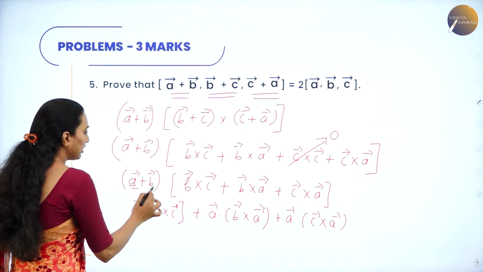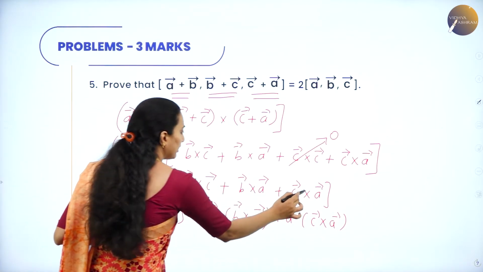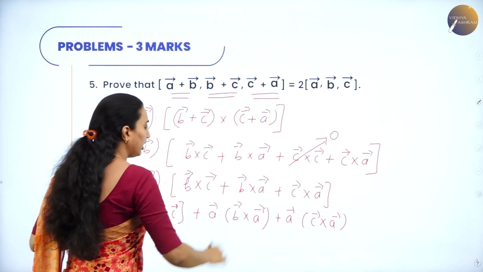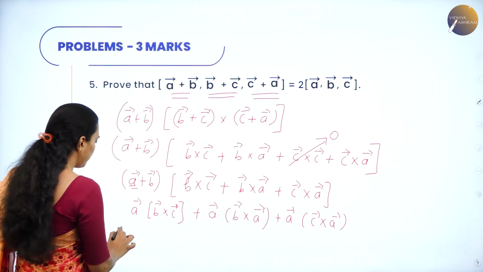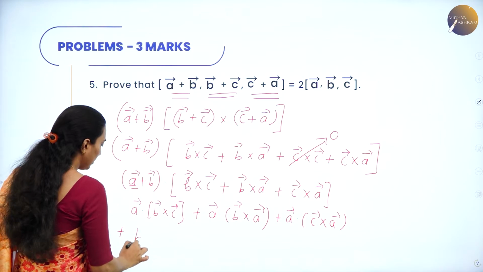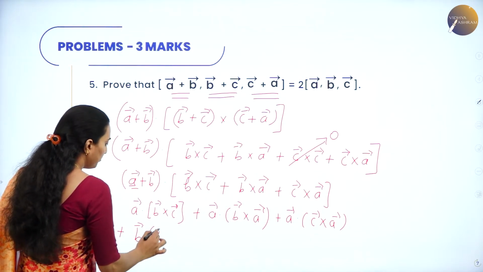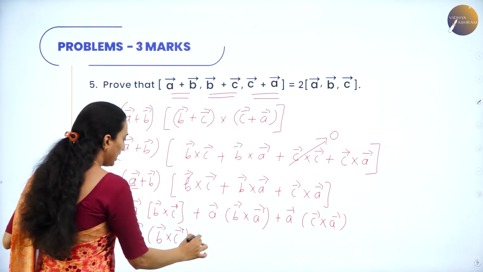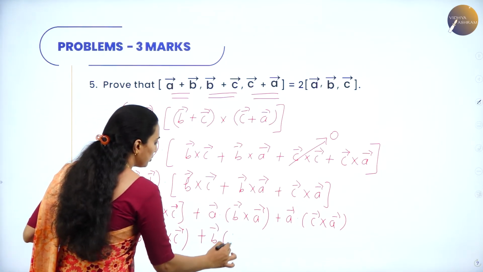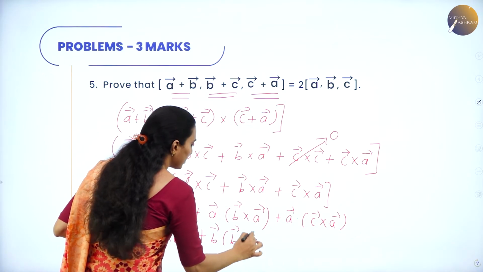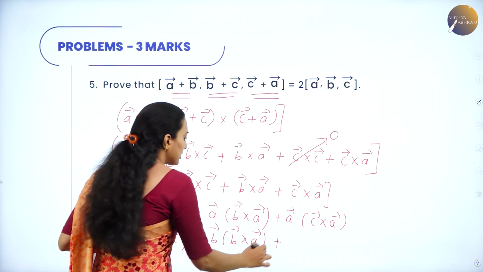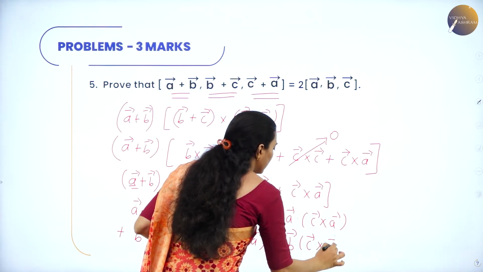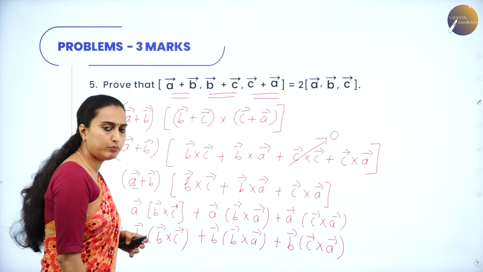Multiplying this A vector along with this and this one. Similarly, multiplying the B vector along all three. So you are going to get plus B vector dot B vector cross C vector, again plus B vector dot B vector cross A vector, again plus B vector dot C vector cross A vector. Now, which of these will be 0?